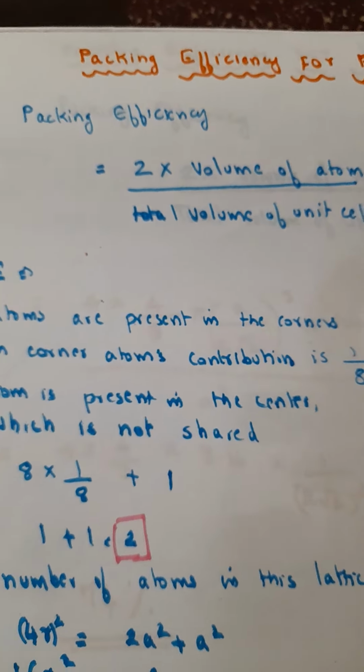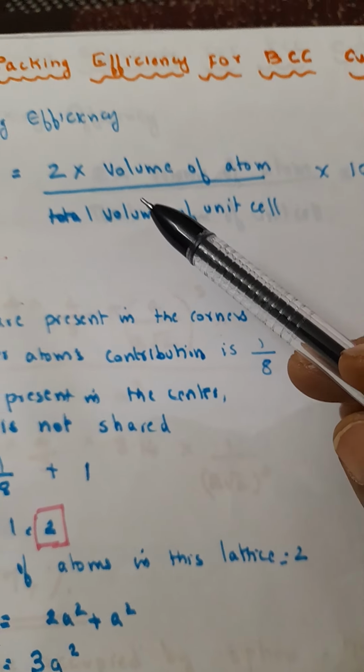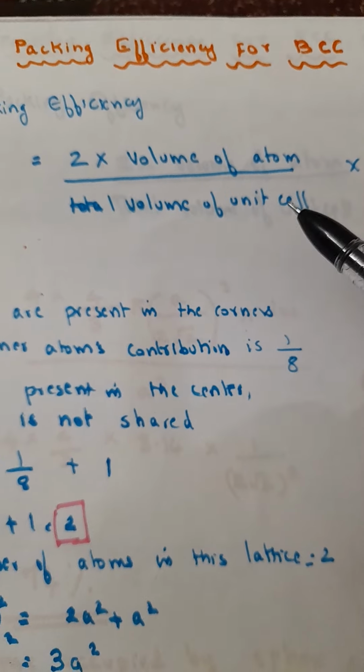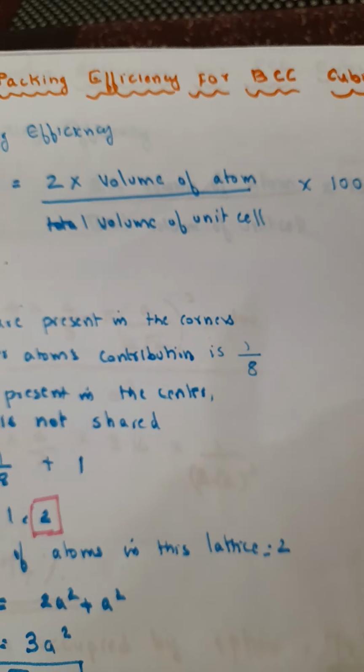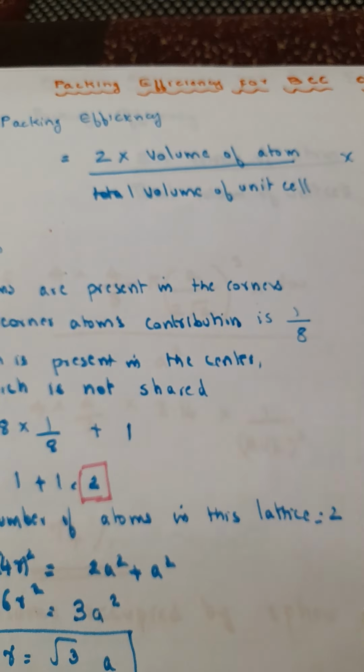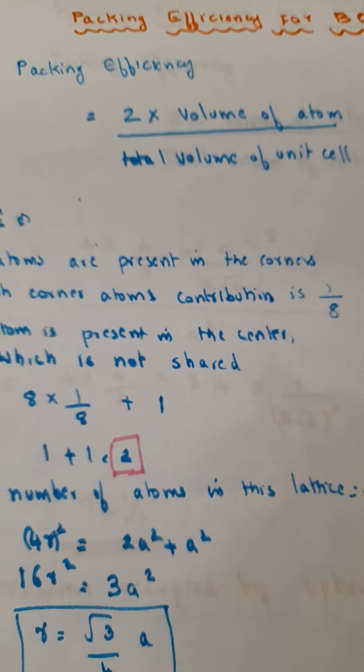Okay, so what is packing efficiency? There is a simple formula for that. It is Z into volume of atom divided by volume of unit cell, into 100. Just memorize this for your easy reference, or you can even take a screenshot of this.